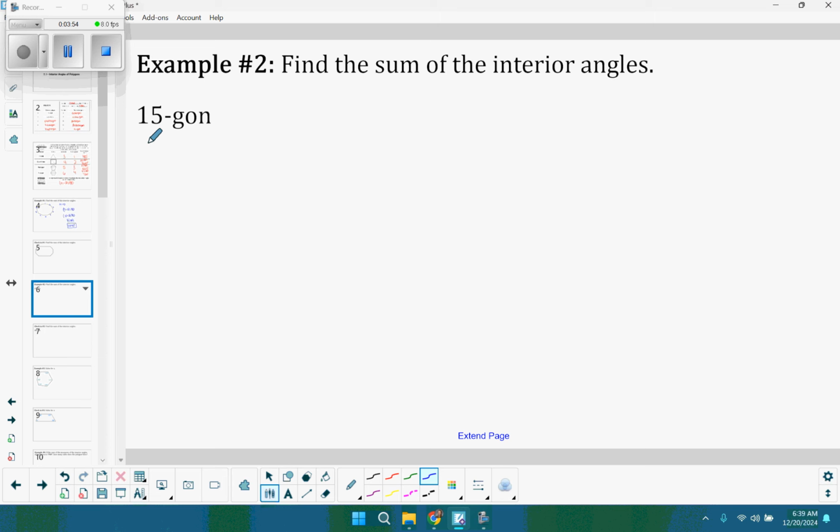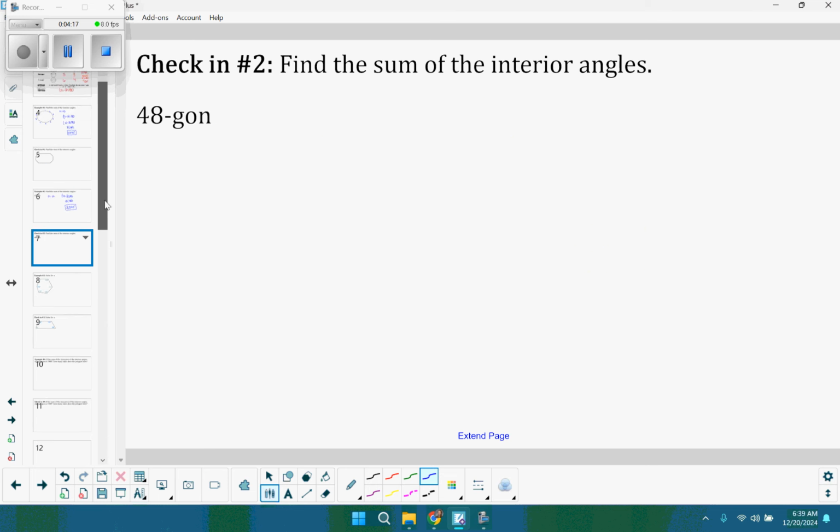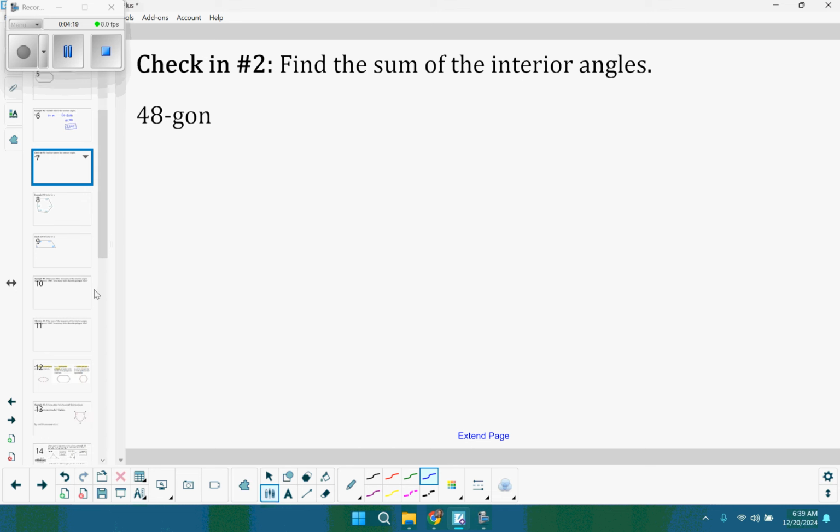Here's the next example. So now they're telling me it's a 15-gon. So I know that n equals 15. So when I do n minus 2 in parentheses times 180, that's really going to be 13 times 180, which is 2,340 degrees. Here's another check-in for you to try. Pause it right now if you'd like. Answers on Classroom.